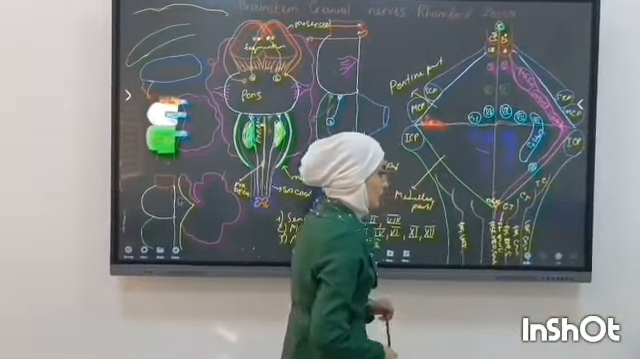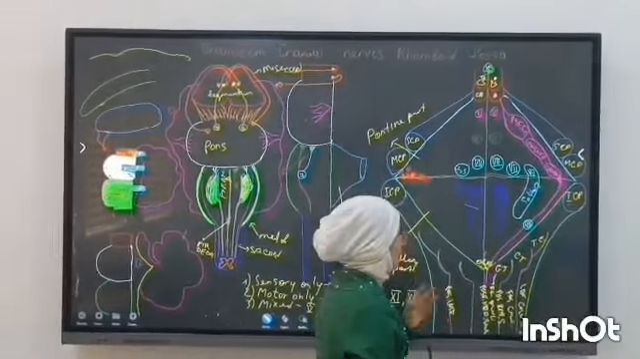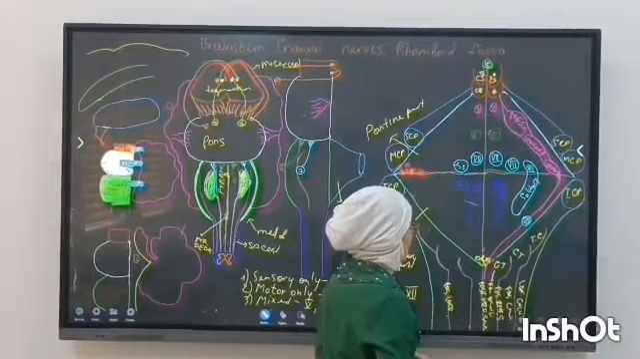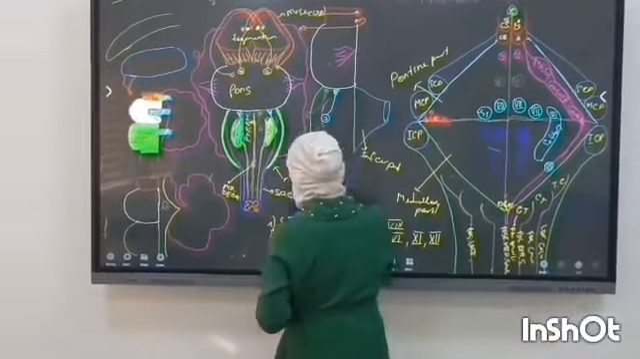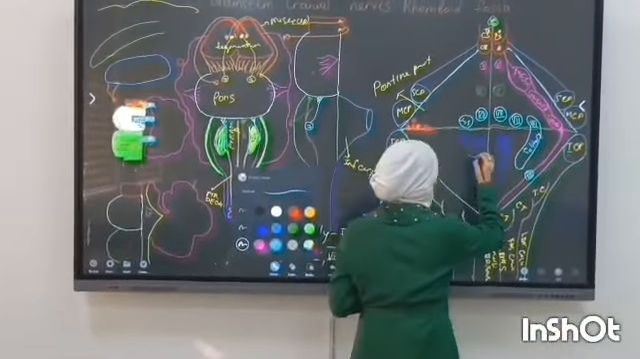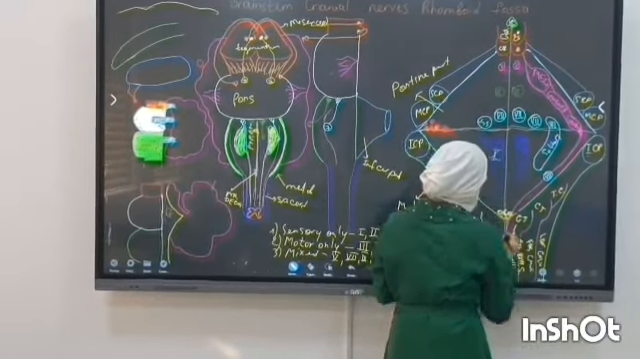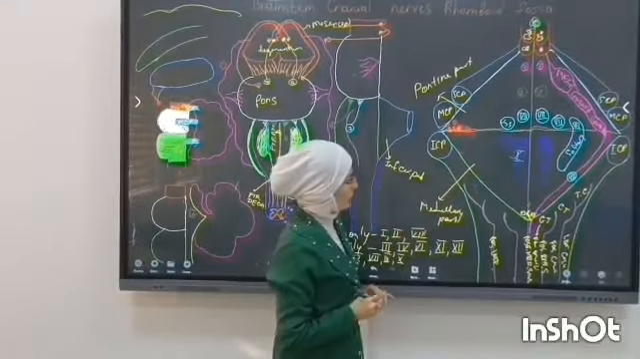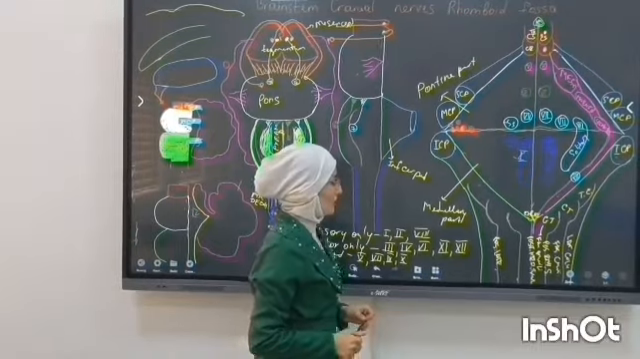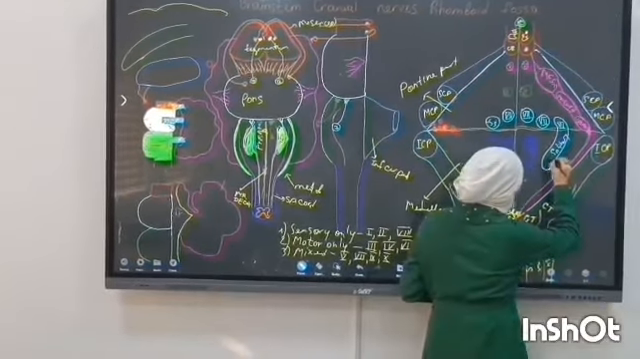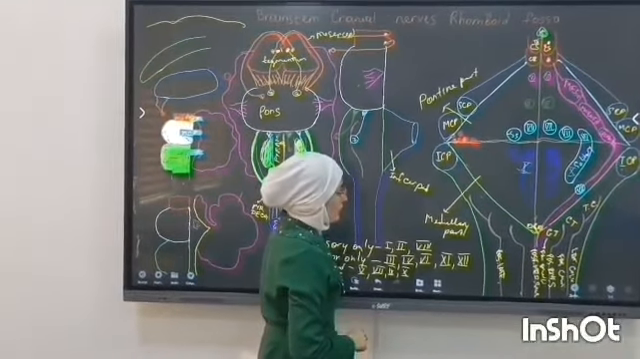Nervus vagus. Nervus vagus is the longest cranial nerve, located in the medulla oblongata, and has the following nuclei. There is a motor nucleus. This is the middle part of the nucleus ambiguus. And the sensory nucleus. The sensory nucleus is the middle part of the solitary nucleus. This is the solitary nucleus of the nervus vagus.